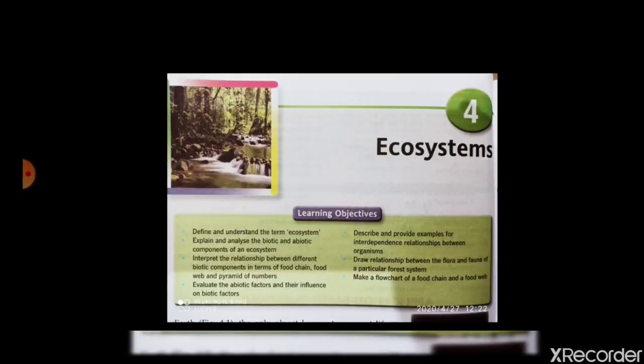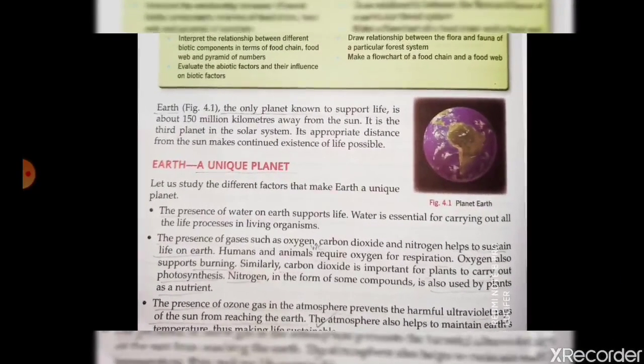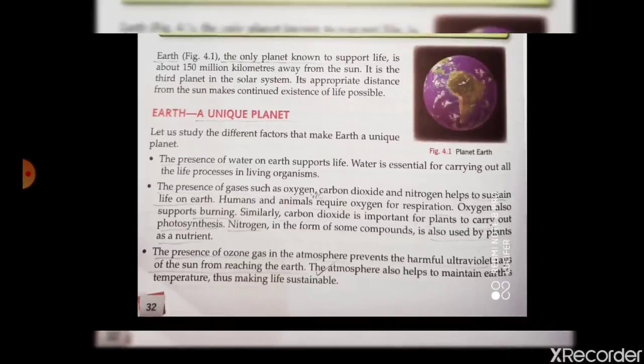As you all know, Earth is the only planet known to support life. It is a unique planet. There are different factors that make Earth a unique planet. The presence of water on the earth supports life. The presence of gases such as oxygen, carbon dioxide, and nitrogen helps to sustain life on earth.